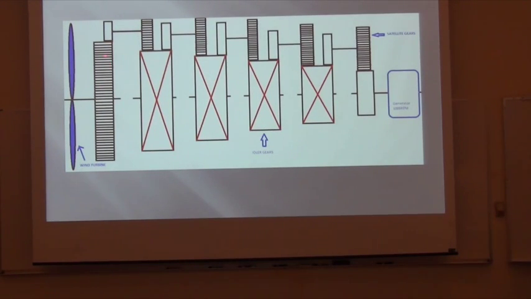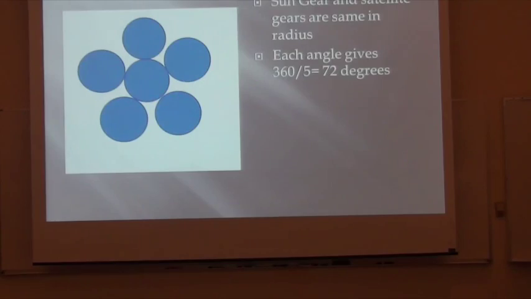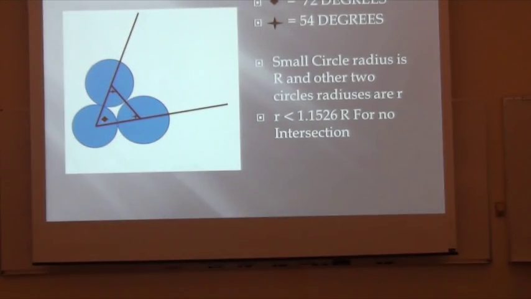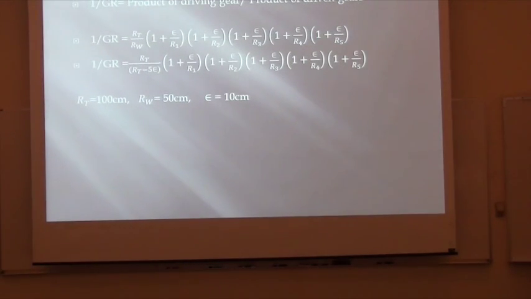I would like to explain. RT is this one, the main sun gear, and this radius is 100 centimeters, and the last one is RW. You will see later. This is 50 centimeters, and the gap between this one and this one I use as a symbol epsilon, which is 10. So RT is 100 centimeters, RW is 50, and this is the epsilon.